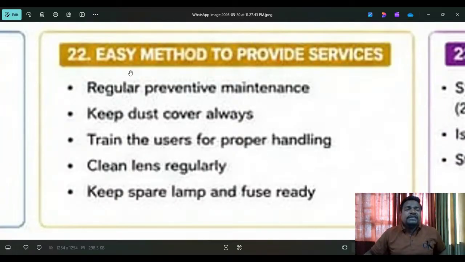Now I'm going to read, please listen carefully. Easy method of providing services: regular preventive maintenance, keep the dust cover on always, train the users for proper handling, clean lamps regularly, and keep a spare lamp and fuse ready.